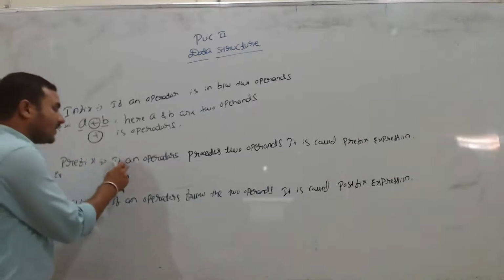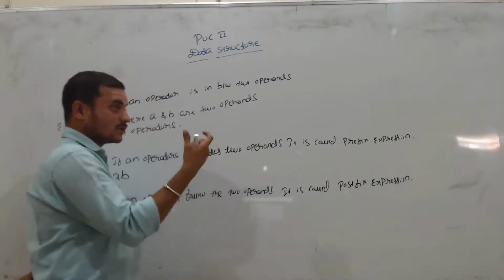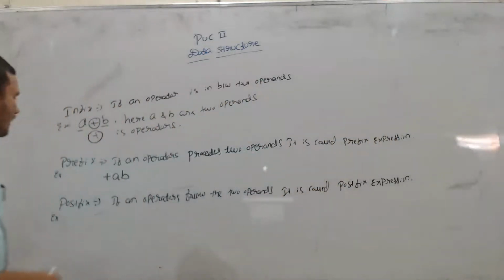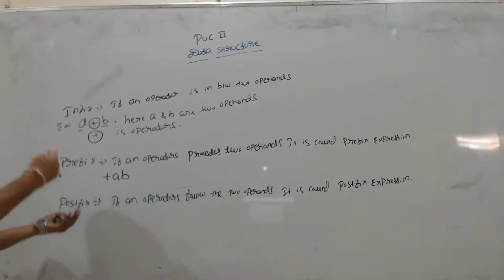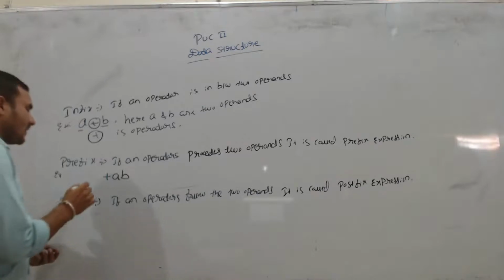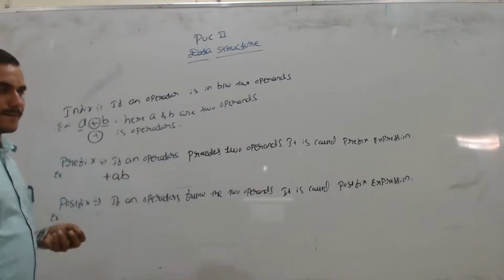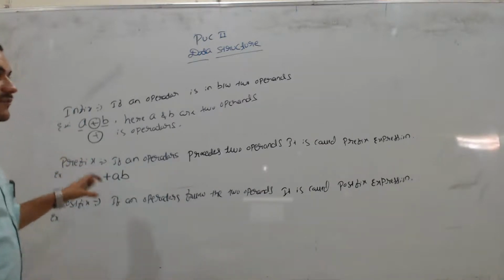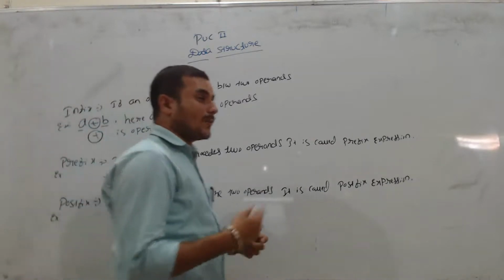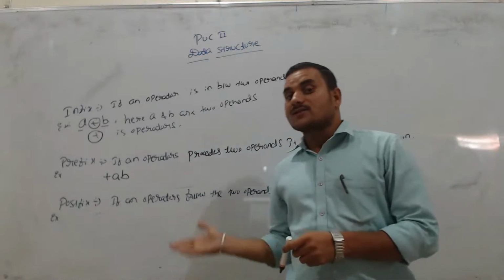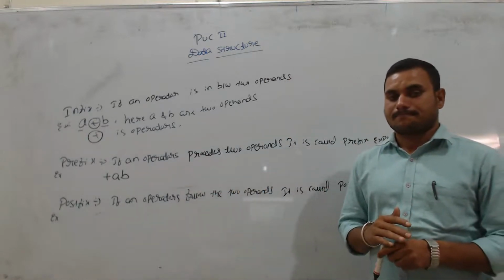Right? If an operator precedes two operands, it is called a prefix expression. So prefix means predefined operators. First we will define the operators, then afterwards we will define the operands. Prefix means we have to fix the operators first, and after that we write the operands.